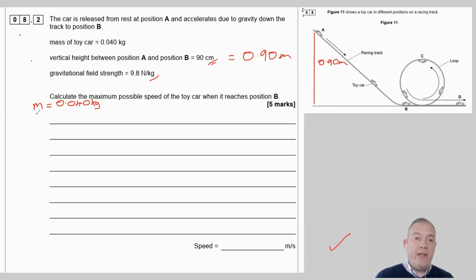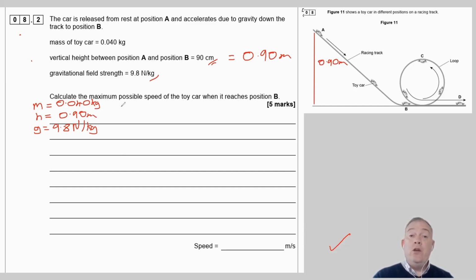We have the height, so that's h, is 0.9 meters. And we have gravity on Earth as 9.8 newtons per kilogram. Okay, we're going to look at our equation sheet. We're going to look at the quantities that we need here. And what equation are we going to use? Which energy equation are we going to need?